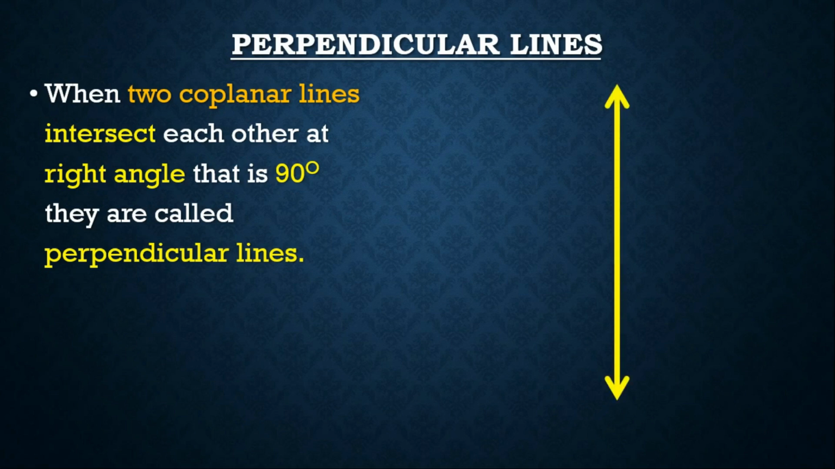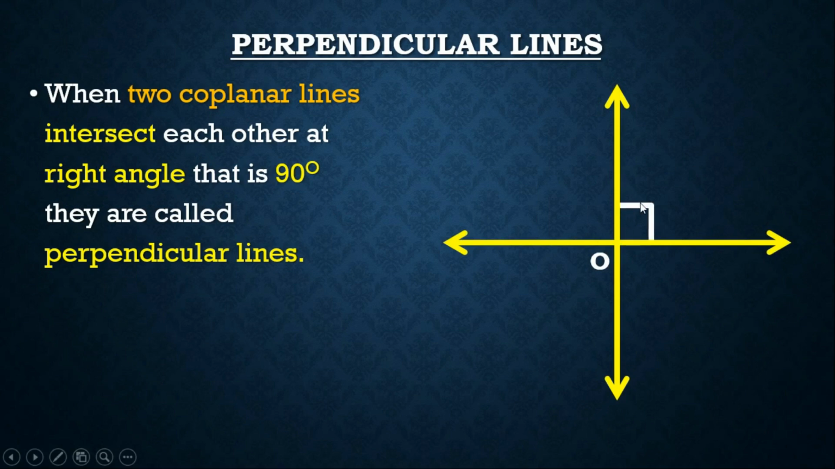So let us see an example. This is line 1 and this is another line. They are intersecting at point O. So when two lines intersect at one point, and if they form a right angle here, then these two coplanar lines are called perpendicular lines. So when two coplanar lines intersect each other at 90 degrees and form a right angle here, at that time these two coplanar lines are called perpendicular lines.